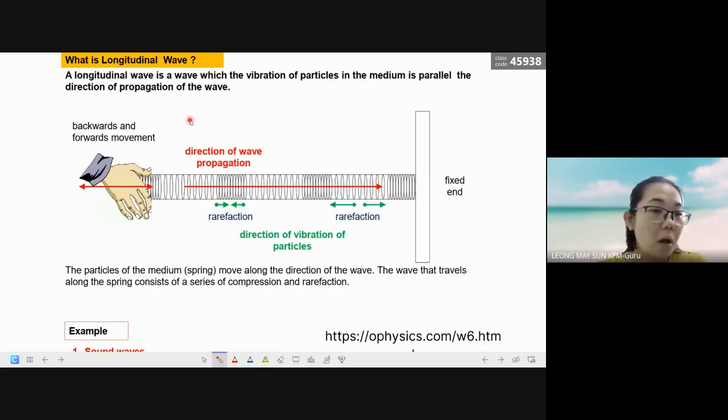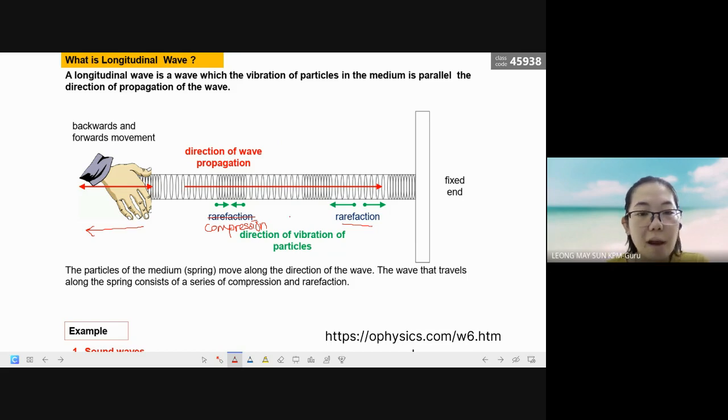Okay, so next, longitudinal wave. Longitudinal wave is whereby we take the slinky spring and we make a front and back movement at the slinky spring. When you push it in front, it will cause the slinky spring to compress. Not refract, that sentence was a little bit wrong. This is compression. And then when we move the slinky spring backwards, it will actually cause rarefaction.